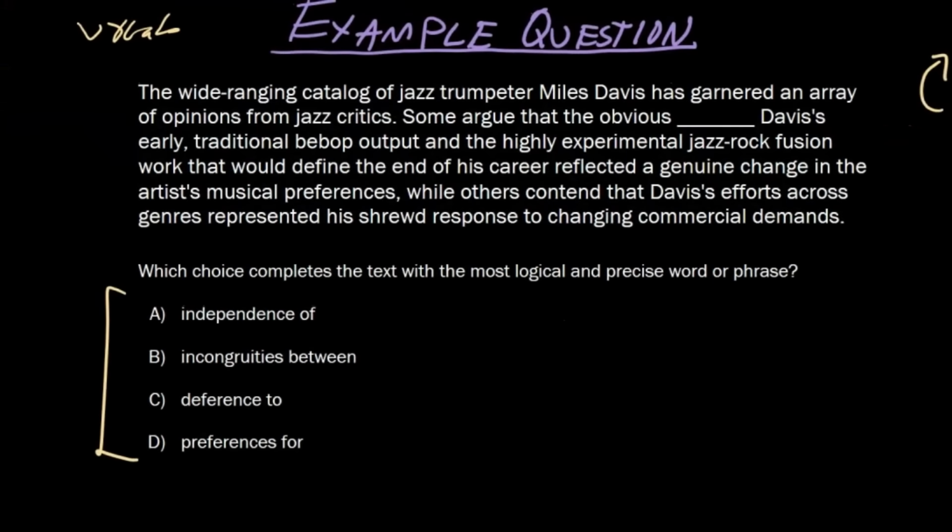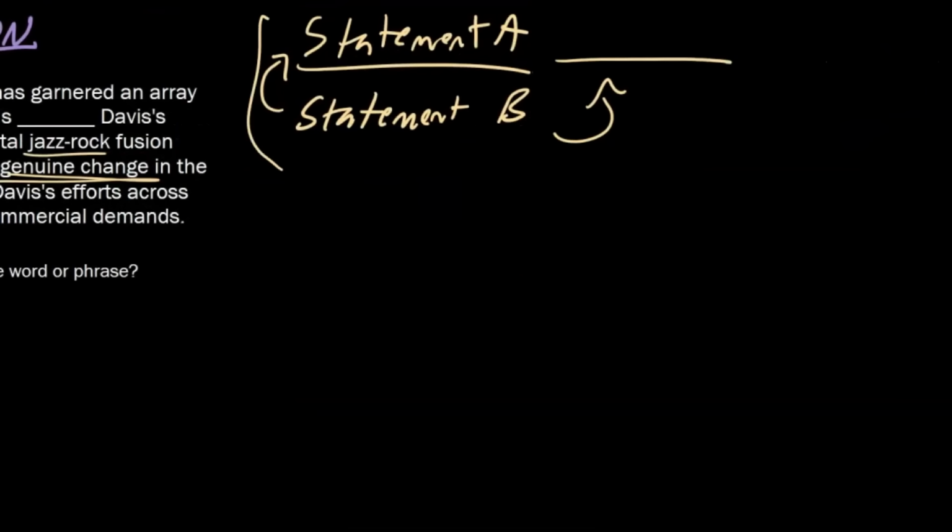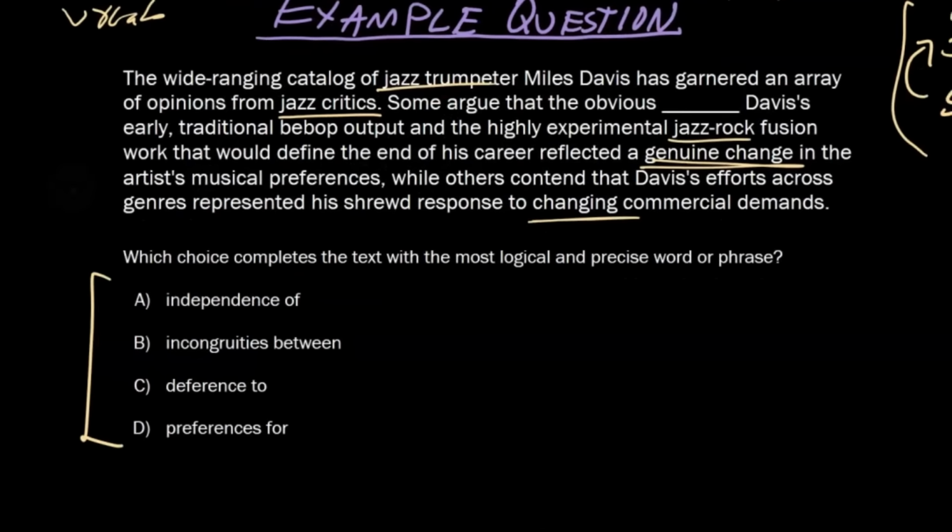So let's take a look at this example question. The wide-ranging catalog of jazz trumpeter Miles Davis has garnered an array of opinions from jazz critics. Some argue that the obvious blank Davis's early traditional bebop output and the highly experimental jazz rock fusion that would define the end of his career reflected a genuine change in the artist's musical preferences, while others contend that Davis's efforts across genres represented a shrewd response to changing commercial demands. So I emphasize the word changing here. Why? Because it appears twice, and because it seems like that's forming our Statement A, Statement B here, right?